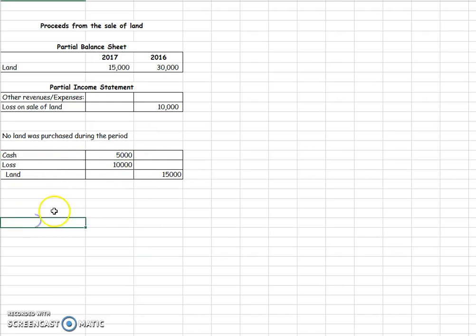So the amount that would show up on the cash flow statement would go under the cash flows from investing activities, and it would have been cash proceeds from sale of land, and that amount would have been the $5,000. This amount right here, the loss, would have been added back under operating activities.